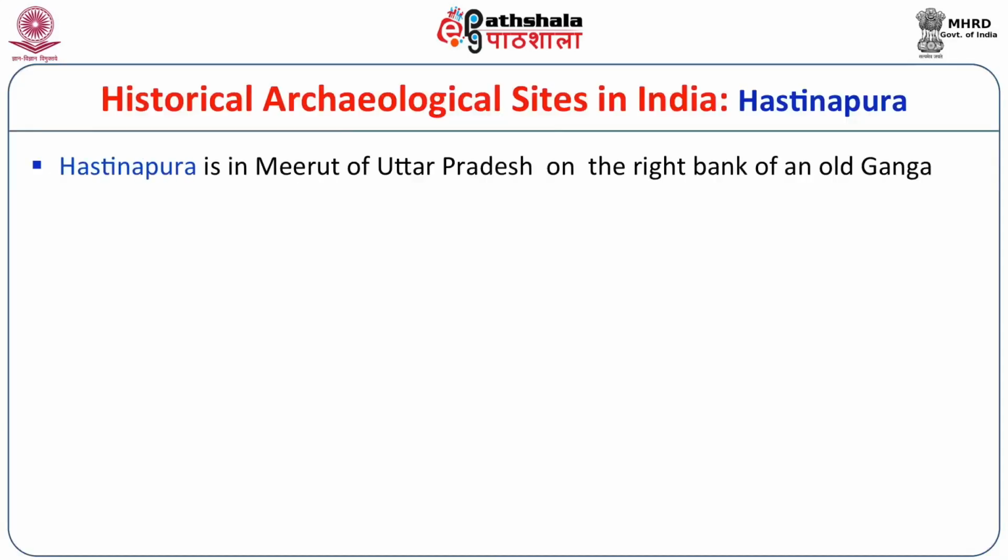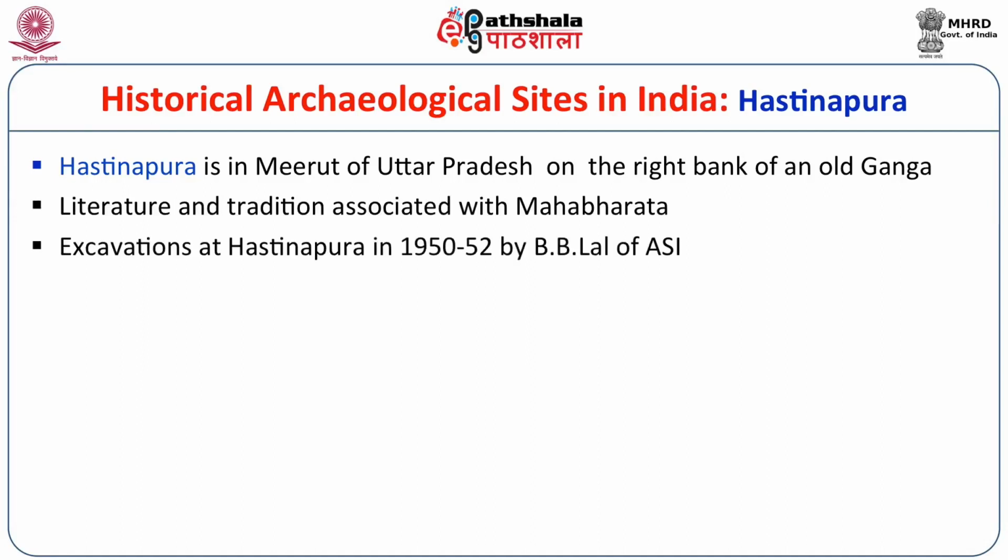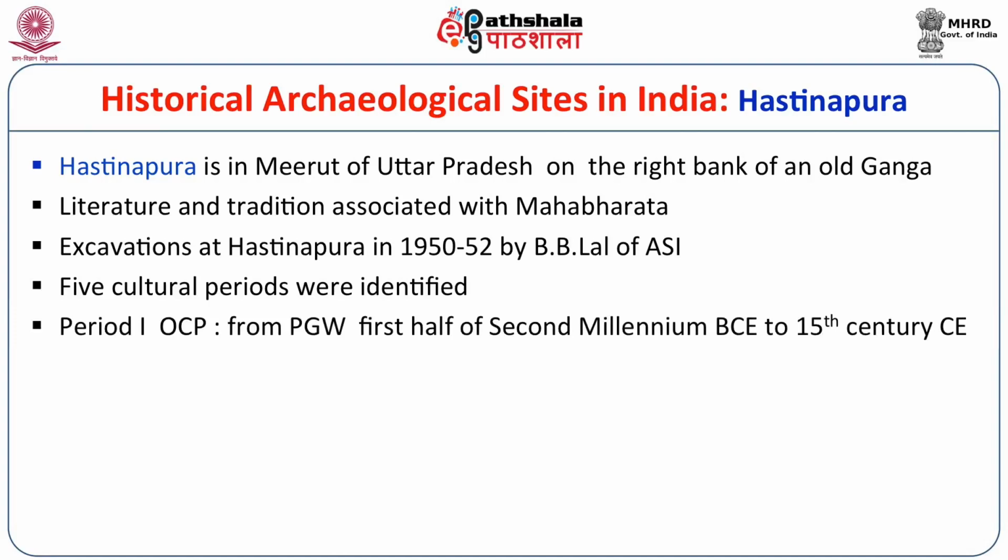Hastinapura is in Meerut district of Uttar Pradesh on the right bank of the old bed of the river Ganga. Literature and tradition, often associated with the Mahabharata, link Hastinapura as an important site. Excavation at this site was conducted by B.B. Lal of Archaeological Survey of India between 1950 and 52. This site has produced 5 cultural periods. Period 1 is ochre colored pottery culture. Then we have evidence up to 15th century. It has also produced evidence for Painted Grey Ware culture.